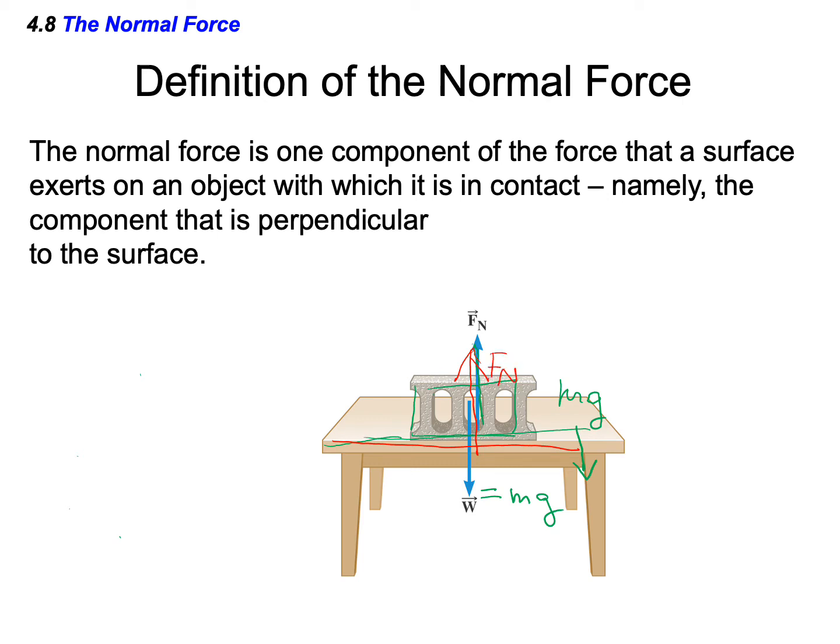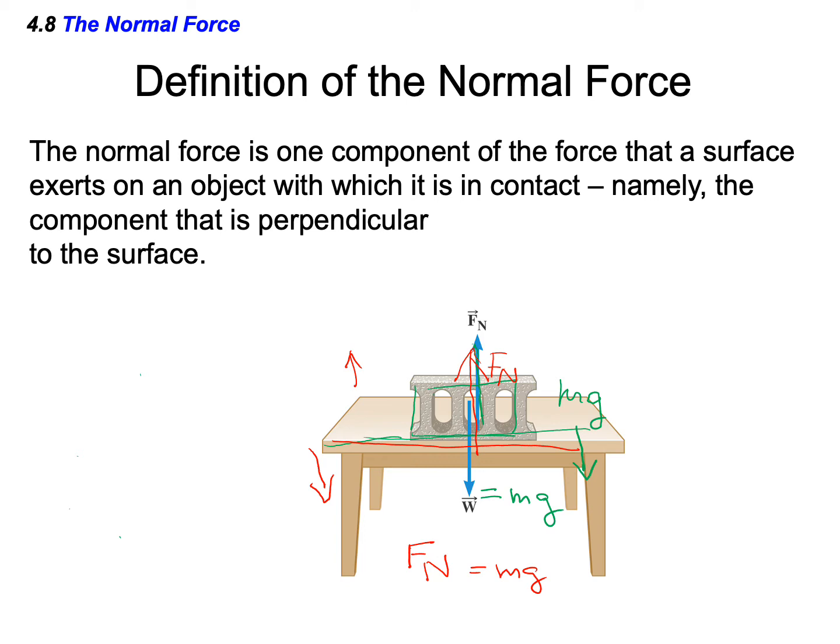In other words, normal force is the same as weight magnitude-wise. So therefore I can write the magnitude of the normal force is equal to mg. If the normal force is greater than W, then you have a net force along the y direction. If the weight is greater than the normal force, then there's a net force along the negative y direction.